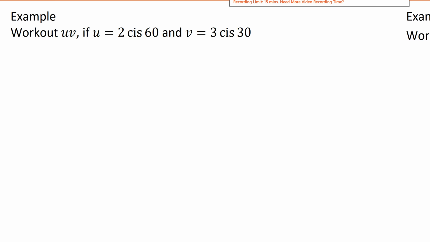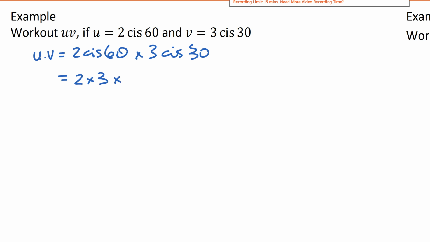Okay. So if you want to work out u times v, all you're going to do is 2 cis 60 times 3 cis 30. Now from that, look at what we just looked at: 2 times 3 times cis (60 plus 30) in brackets. Now that is the same as 6 cis 90.